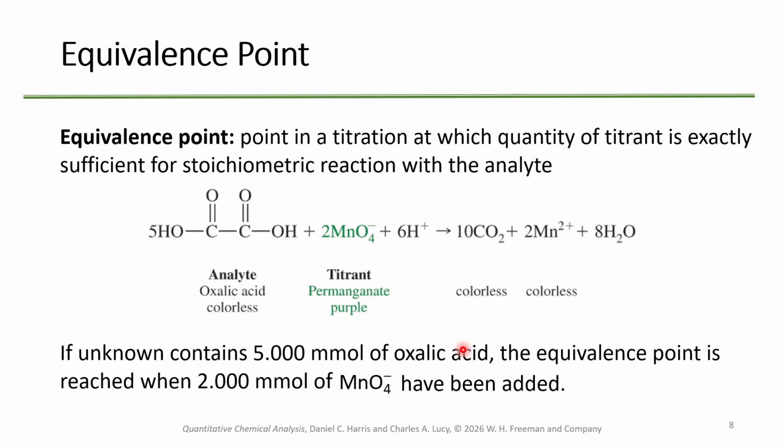All right, so what is the equivalence point? This is the point in the titration at which the quantity of titrant is exactly sufficient for the stoichiometric reaction with the analyte. At the equivalence point, you have consumed both of your reactants, whether they're acid-bases or redox, and you have converted them all to the final product. Okay, and that is your equivalence point, right? Is this necessarily something that's really easy to see?